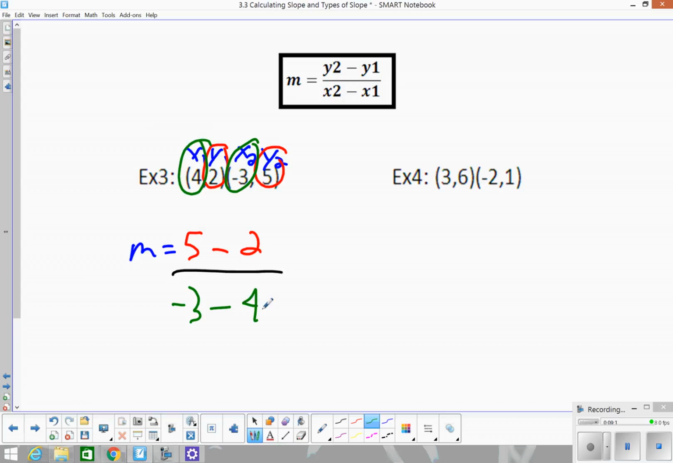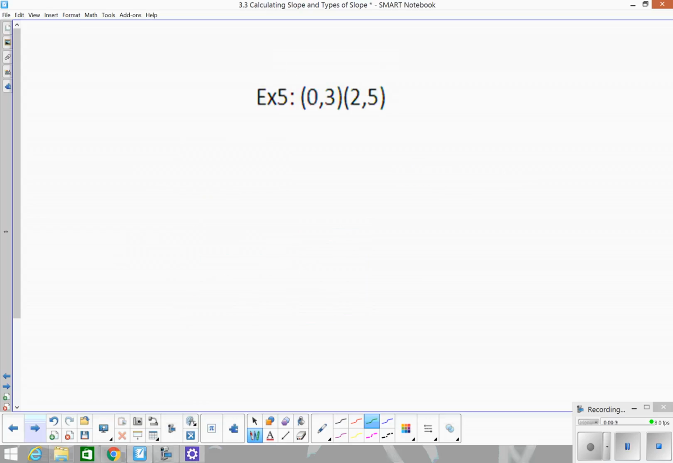Now this looks a little bit easier because I don't have all those signs in the middle. So I'm just going to simplify. 5 minus 2 is 3. Negative 3 minus 4 is negative 7. And as long as that fraction is simplified, that is my slope. Okay, good. Let's go ahead and try example 4. Okay, try example 4, then number 5 is going to be a money problem. Good luck.